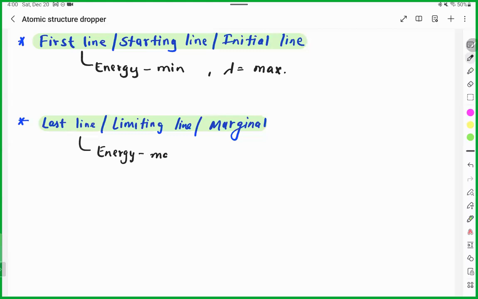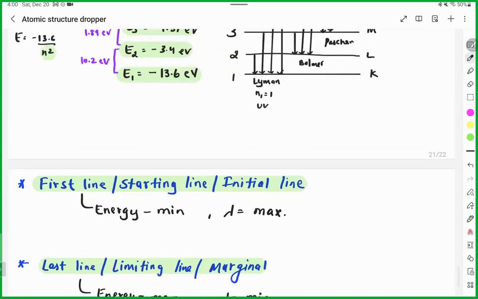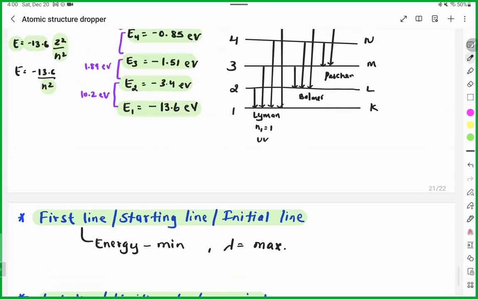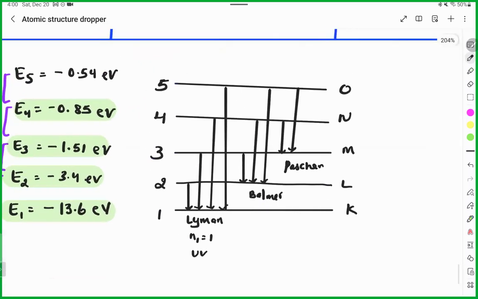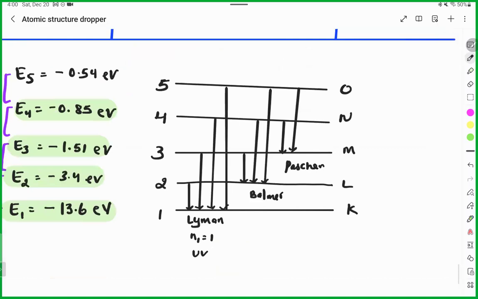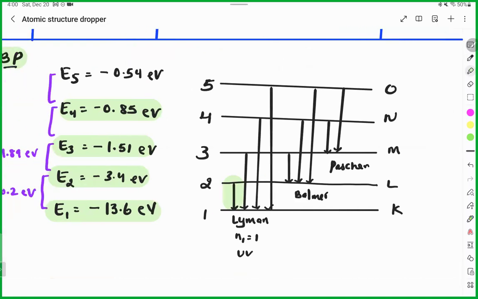Energy will be maximum and wavelength will be minimum. And you are like, sir, what are you talking about? We have no idea. Example, if you see in this situation, if it is coming from 2 to 1, you see energy difference 10.2.